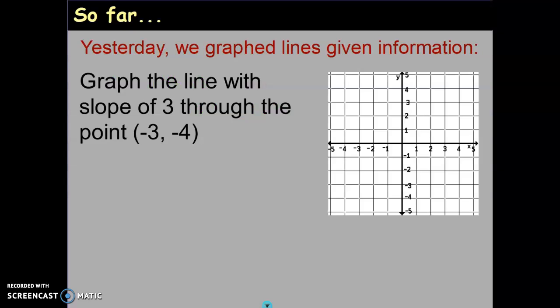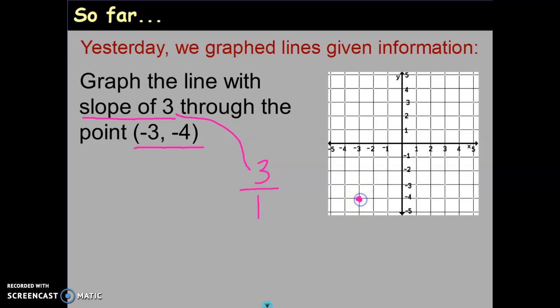Yesterday, we graphed lines with given information. If we know a point that's on the line and the slope of the line, we should be able to graph it. So remember, we'll start by plotting the point. So this point, -3, is to the left and down 4. That's one of the points on our line. And then we also know the slope of the line is 3. Remember, we can make that a fraction. So 3/1 represents the rise and the run.